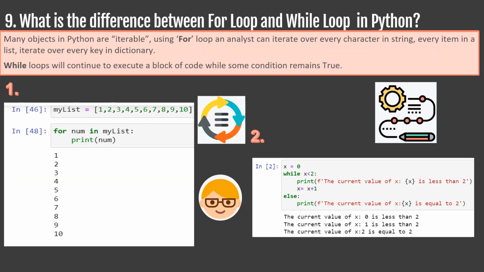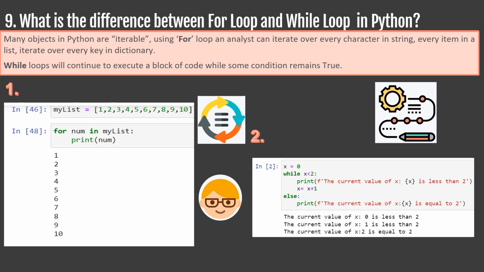Question number 9. What is the difference between for loop and while loop in Python? A for loop is used for iterating over a sequence, that is either a list, a tuple, a dictionary, a string or a set. A while loop is based on some condition; until that remains true, it continues to run. For example, while my pool is not full, keep filling my pool with water. Or while my dogs are still hungry, keep feeding my dogs.